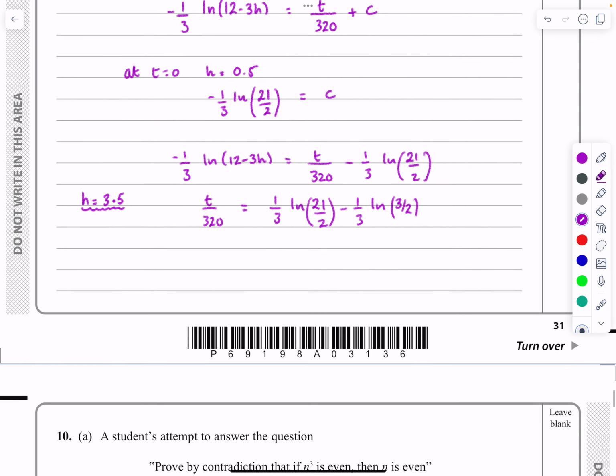Do we need an exact answer? What do we need here? Well, if I took the third out, it's a third, and then I've got log a minus log b, so you can just divide those two. It's log of 21 over 2 divided by 3 over 2, so that's actually a third log 7. That's quite neat there, which means then that t is equal to 320 times that. So 320 over 3 log 7.